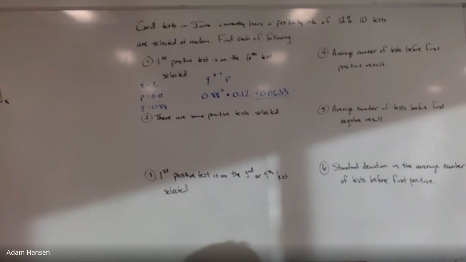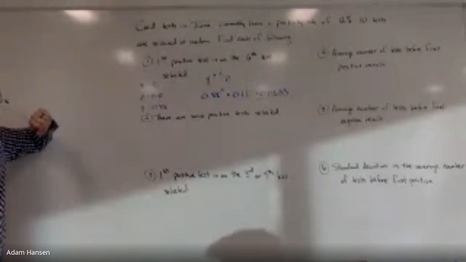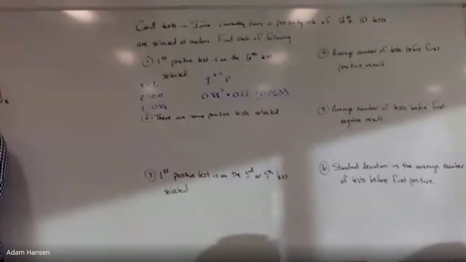Right. Let's see here. We're going to look at 10 randomly selected tests. What is the probability that there are some positive tests within that group of 10? What does that mean? So it could be 1 or higher, 1 through 10, right? I have at least 1 positive test in the set of 10 randomly selected.